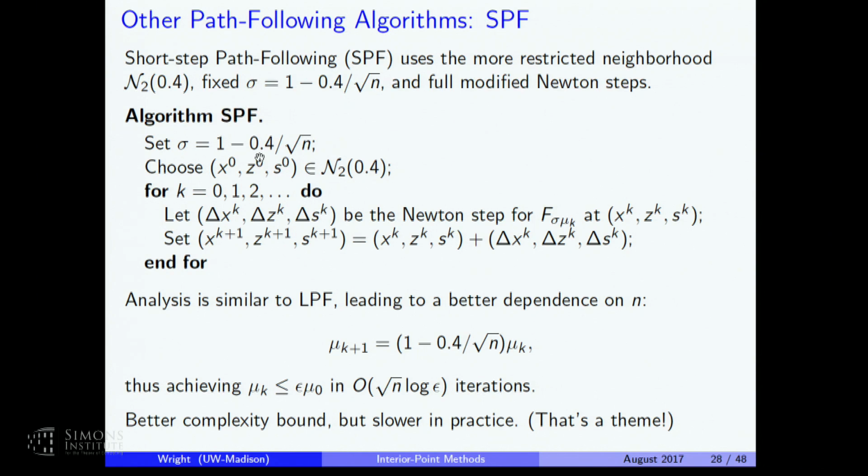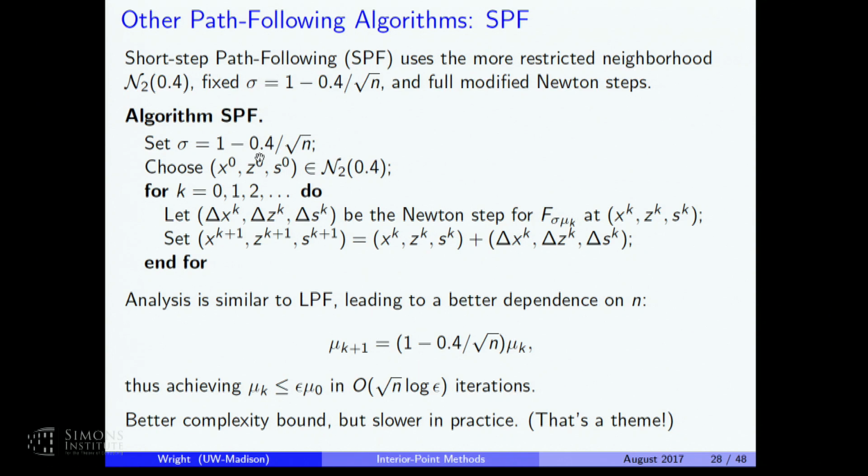Here's a method that uses a much narrower neighborhood, the n2 neighborhood, which, as I pointed out earlier, is not nearly as generous as the n-infinity neighborhood. So if you start out in the n2 neighborhood, you compute Newton steps. As long as you define the n2 neighborhood by theta equals 0.4, you can actually take a full step and stay inside the neighborhood. You don't have to do a line search. That's why it's called a short step path following method. So no need to choose an alpha. You're just guaranteed to stay inside the neighborhood.